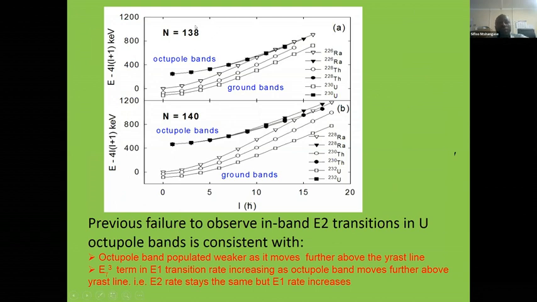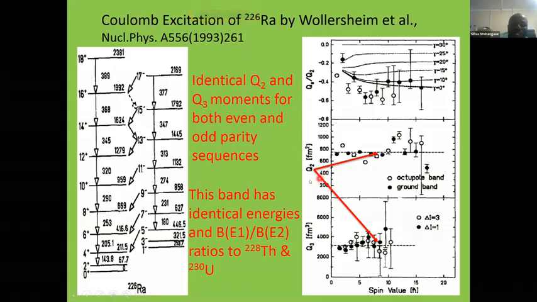And we also plotted the different bands, the octupole and the ground state bands. And we observe that the octupole band is populated very weakly, and it moves far away from the yrast line. This might be the reason why it was difficult to observe the E2 transitions, because as you move on, the octupole bands move away from the yrast line, especially for the heavy uranium.